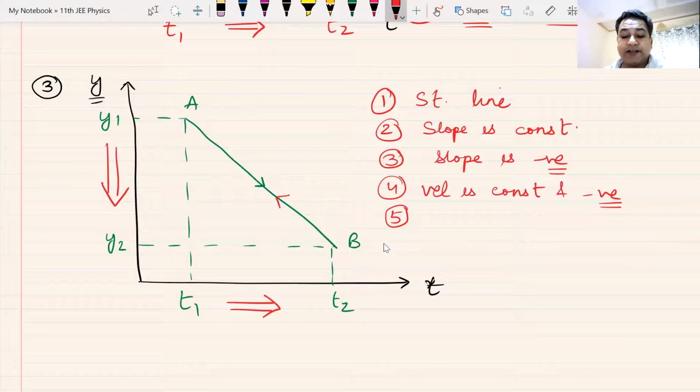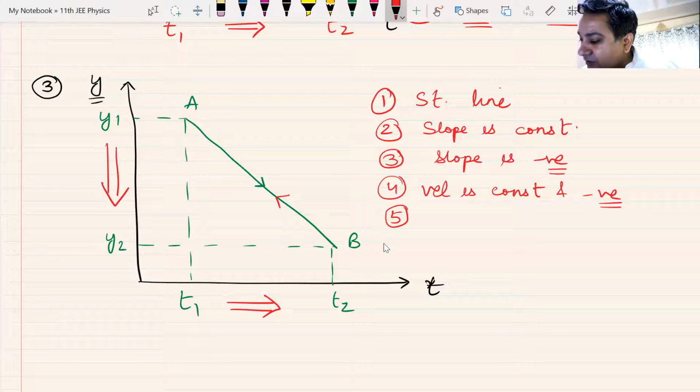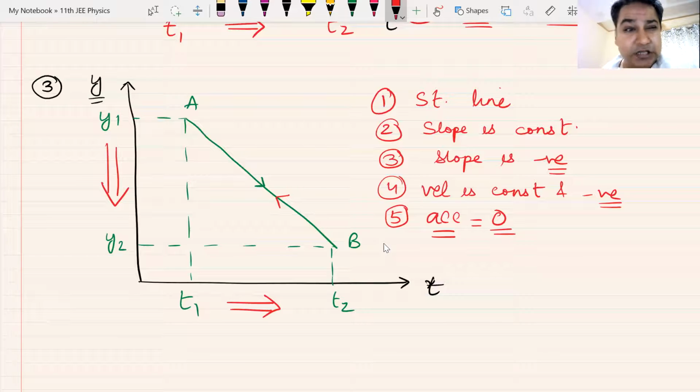What about the acceleration of this particle? Yes, the acceleration has to be 0 because the velocity is constant. Am I clear?